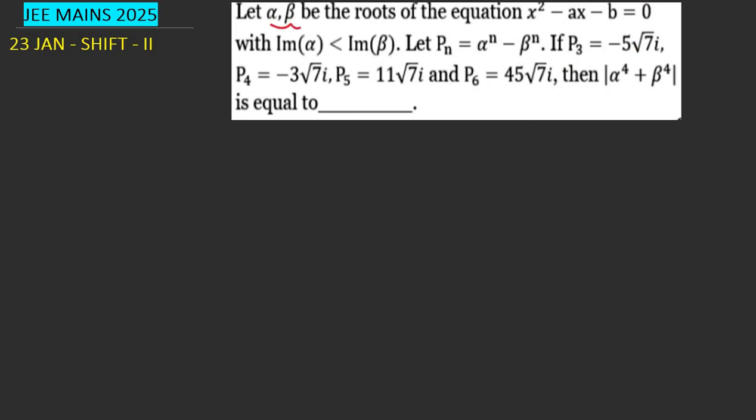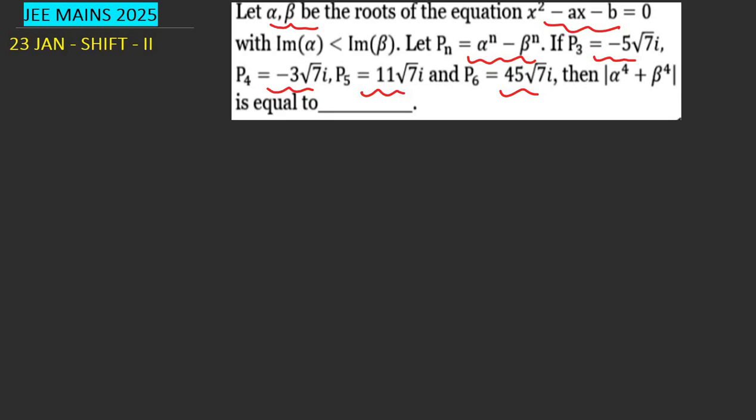The next question: alpha, beta are the roots of the given quadratic equation. Pn, an expression, is given as alpha power n minus beta power n. P3, P4 and P5, P6 are given. Then the mod of alpha power 4 plus beta power 4 is equal to dash.